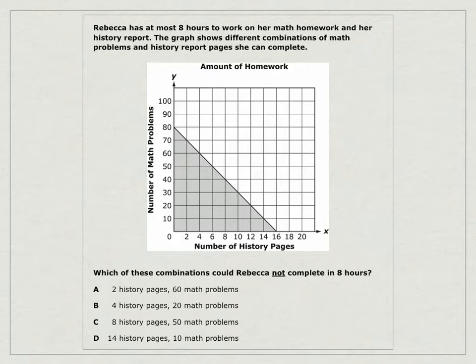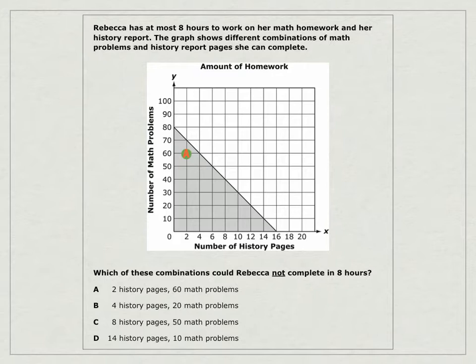A says she can do 2 history pages, which means I would need to go to 2 on the x-axis, and 60 math problems. The combination of that work is represented by point A that I've highlighted on the graph. That is in the shaded region, so she could complete 2 history pages and 60 math problems.